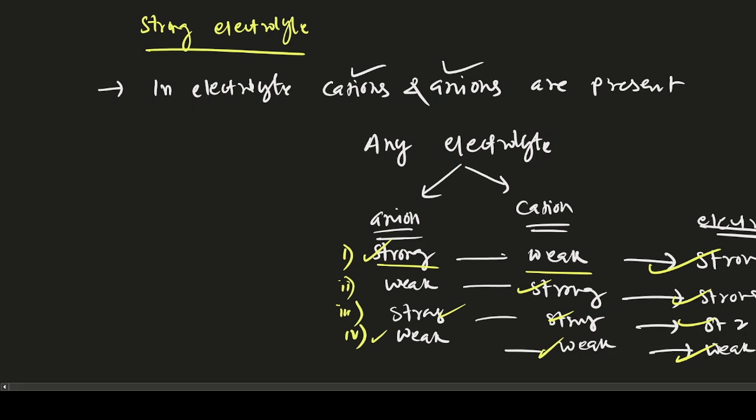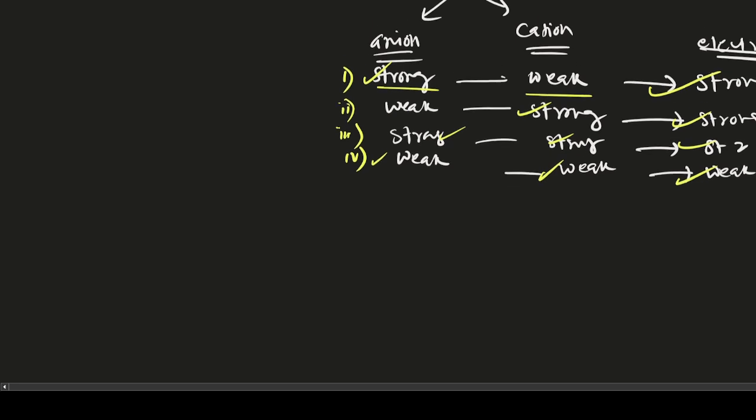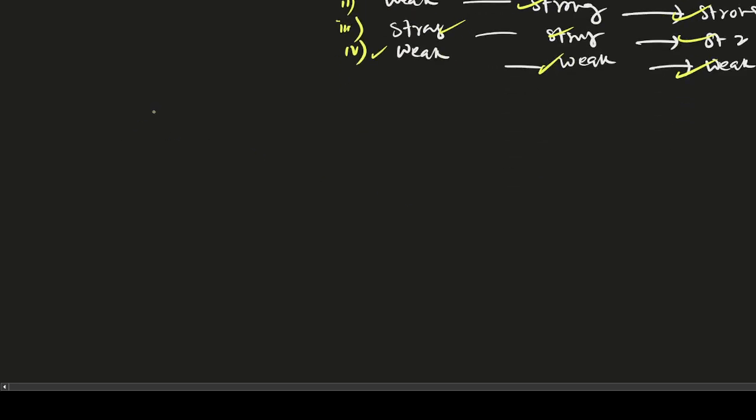So in the common ion effect, if we have a weak electrolyte and a strong electrolyte in the solution, and if they have any common ion between them, then the common ion effect will come. The common ion effect means a decrease in the dissociation of the weak electrolyte. Okay, so let's see how its dissociation value is decreasing.